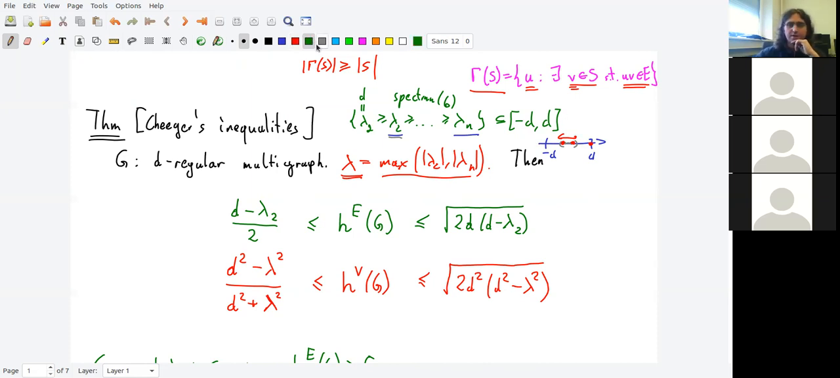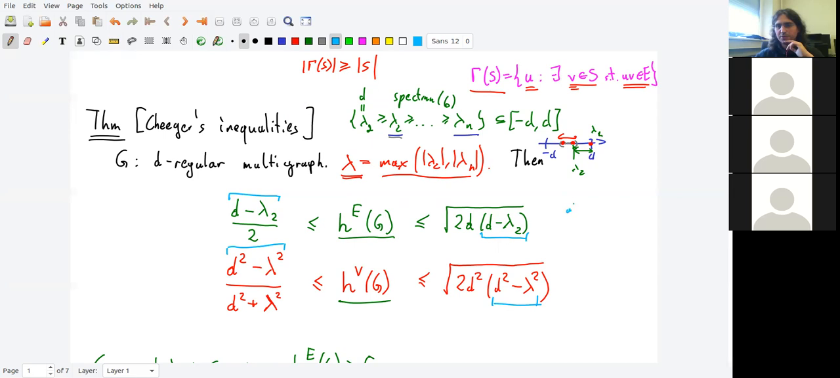So then the idea is that the edge expansion of a graph corresponds to the gap between lambda 1, that is d, and lambda 2, yes, and the vertex expansion corresponds to the gap between d and lambda, so the largest absolute value of a non-trivial eigenvalue, in the following sense: the edge expansion is sandwiched between a function of the spectral gap and another function of the spectral gap, and similarly the vertex expansion is sandwiched between a function of the absolute spectral gap and again a function of the absolute spectral gap.